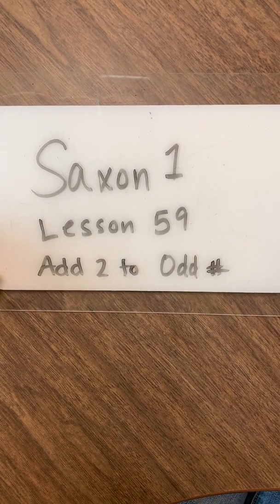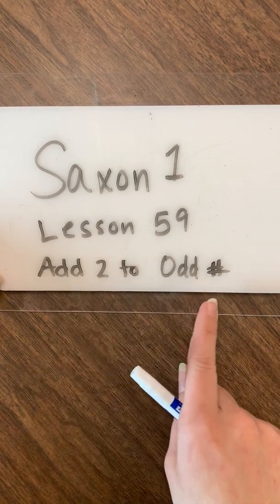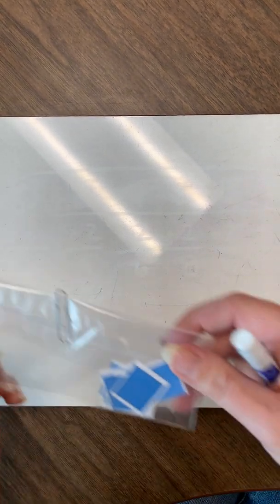Today we are going to do Saxon 1, lesson 59. We're going to add 2 to an odd number this time. The day before, in the lesson before, we practiced adding 2 to our even numbers. Do you remember how we did that? We used our linking cubes and added 2. Today we're going to learn how to add 2 to that odd number.